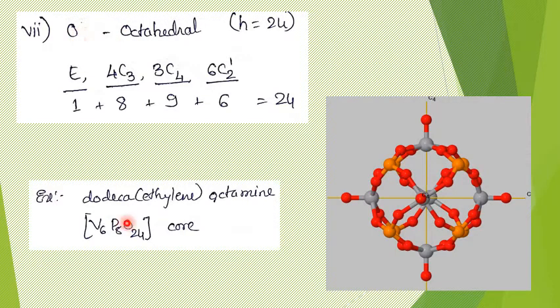Examples for this are rare. One is this dodecaethylene octamine. For this, you can follow symmetry at Otterbein, so that you can find this structure. It is a little difficult to understand, rather this can be understood very easily.